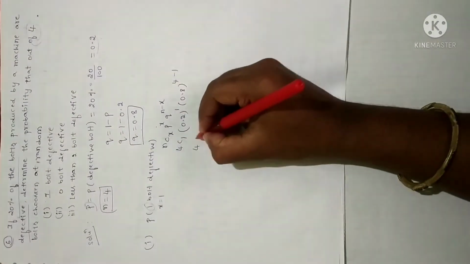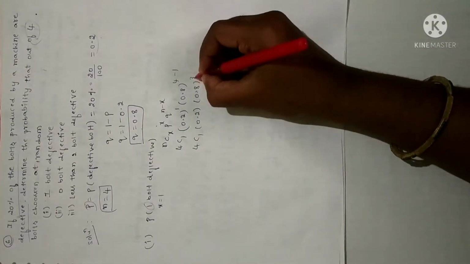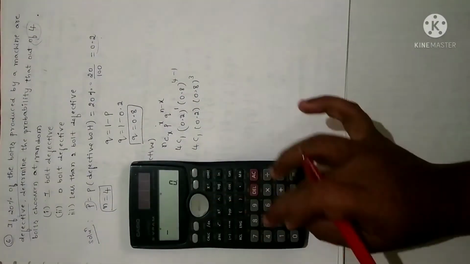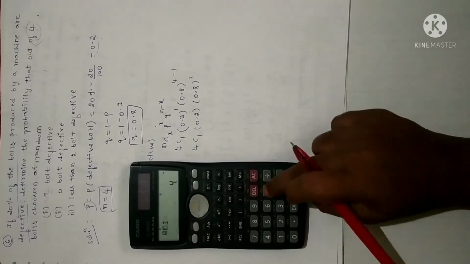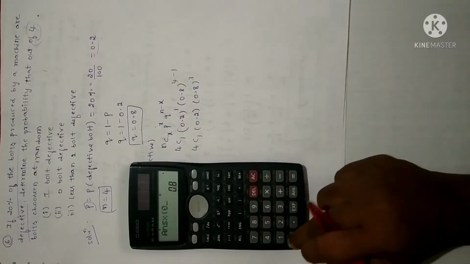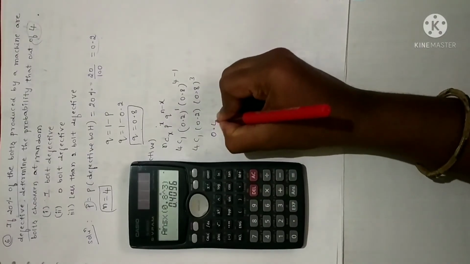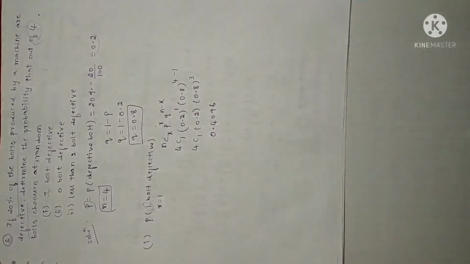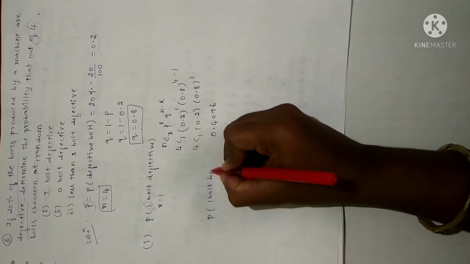Now what you have is 4C1 into 0.2 into 0.8 power of 3. I'll just simplify in one shot. See here, 4C1 into 0.2 into 0.8 whole cube. That will give you 0.4096. Fine. So this will be the probability of 1 bolt which is defective.